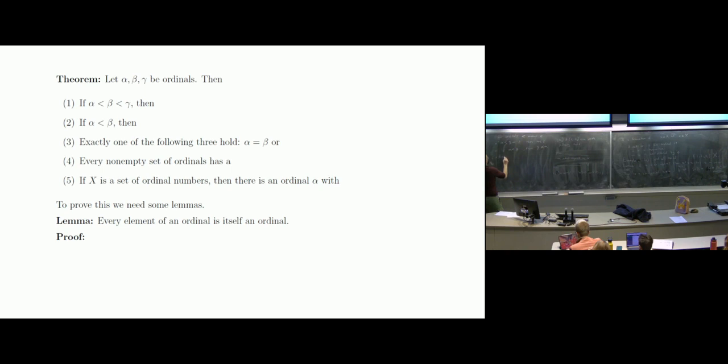Exactly one of, fill in the blanks. So alpha is less than beta. What are the other options? Sorry, alpha equals beta. I've given it away. No, by my inability to speak. So if I have two ordinals, then necessarily one is in the other. That's not entirely obvious, but it's really helpful.